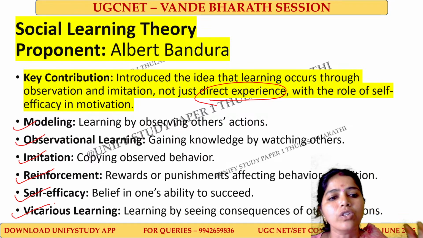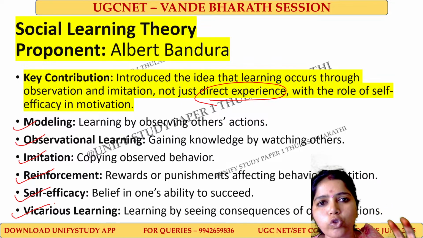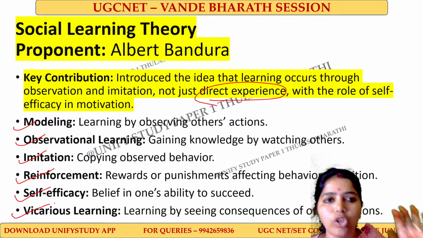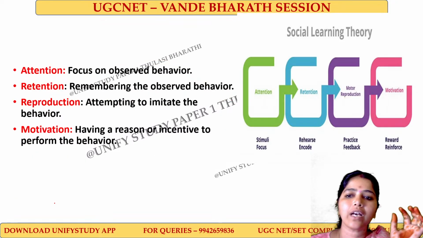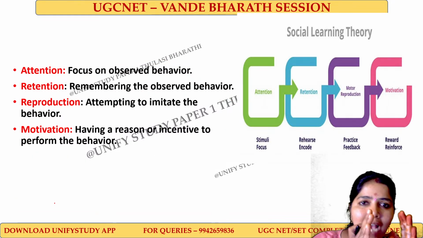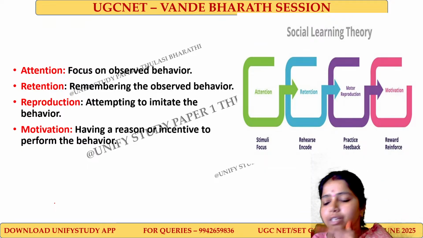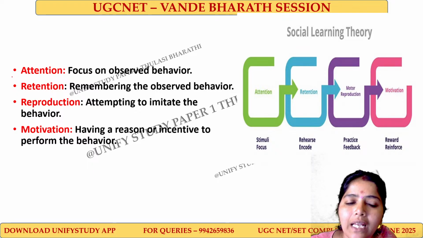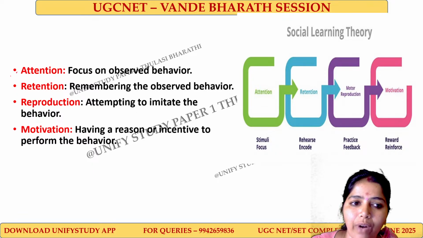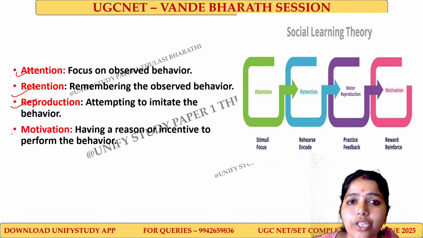Am I clear? So these are all the terms which are used in social learning theory. Social learning theory works by means of observation. Here these are the 4 important phases: attention, retention, reproduction and motivation. I think this question was asked this time, December 2024. Attention, retention, reproduction, motivation.